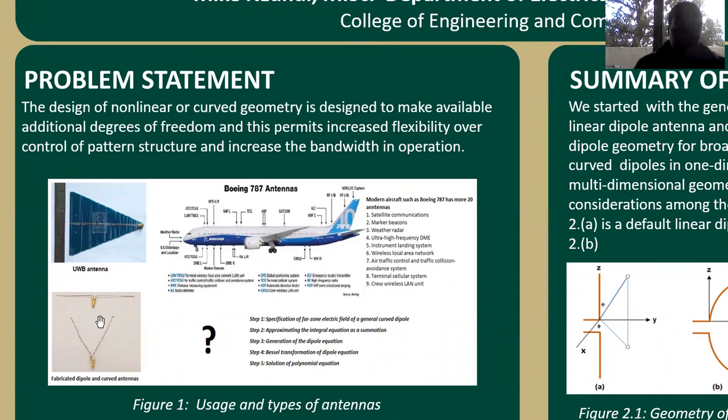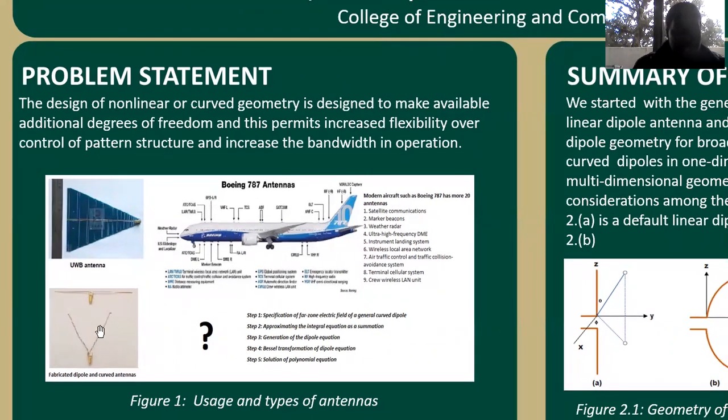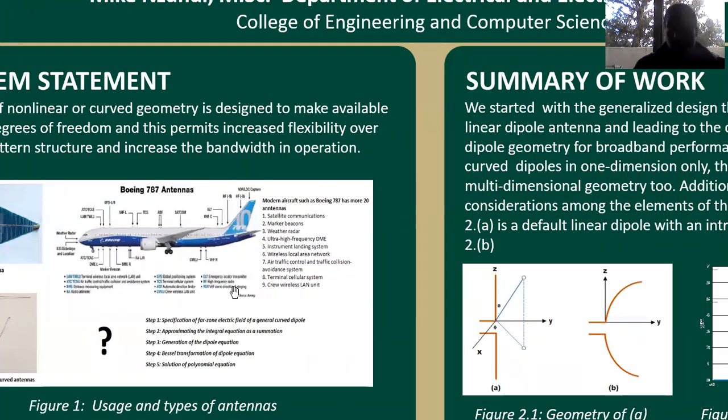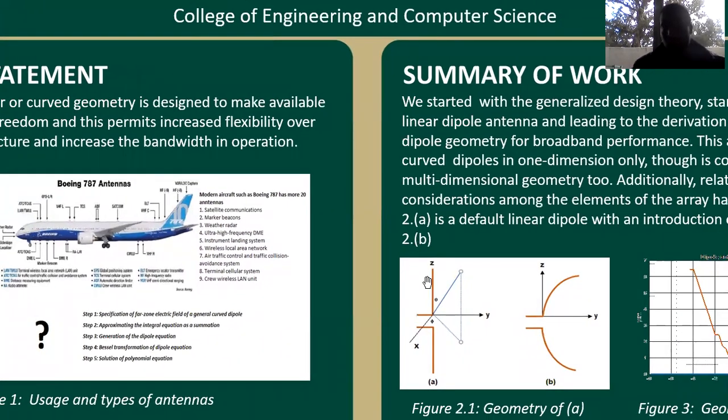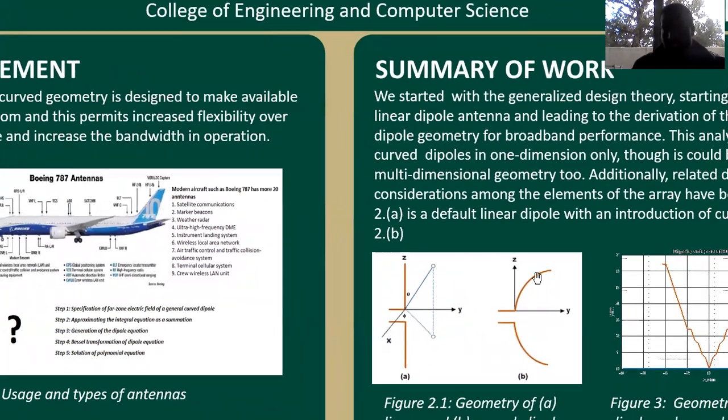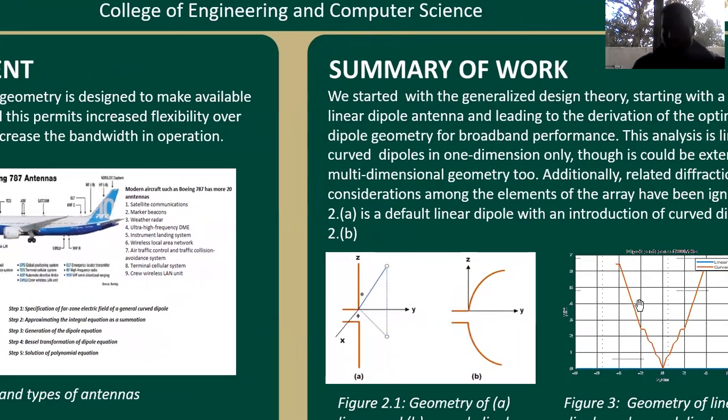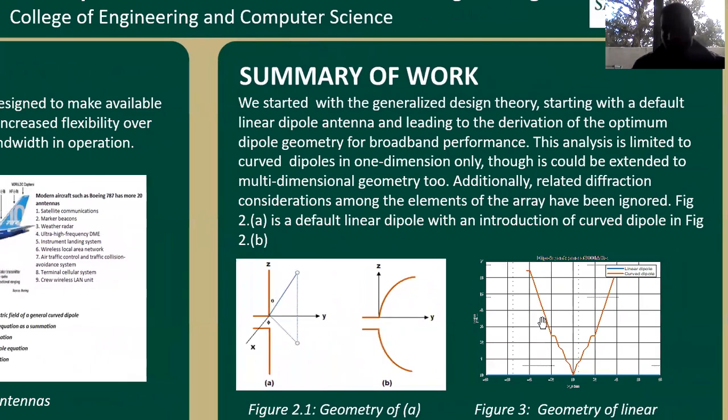These are the ones that are fabricated for the purpose of this project. And then on the lower side is the curved dipole antenna, which, if you look closely, looks like this, but not exactly this one. The curved one looks like the one here.